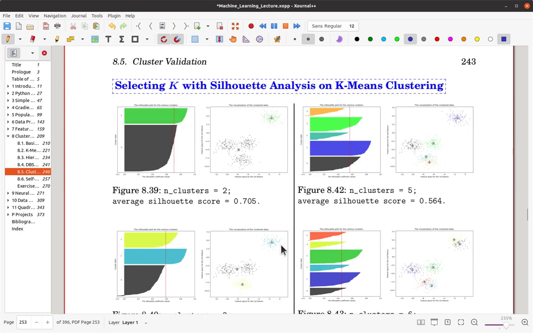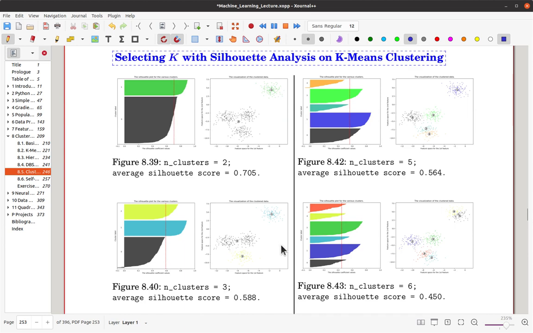Okay, let's go to the results. Along with the silhouette analysis, we try to select K. Now, for K-means clustering and this data set, once we choose K=2, we have 2 clusters, 1 and 2. And here, the silhouette scores are displayed.